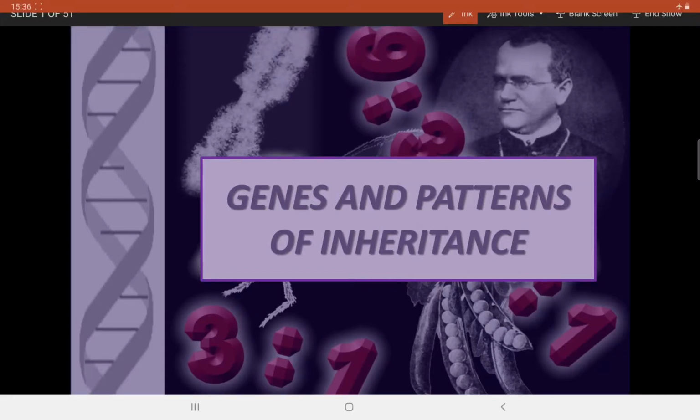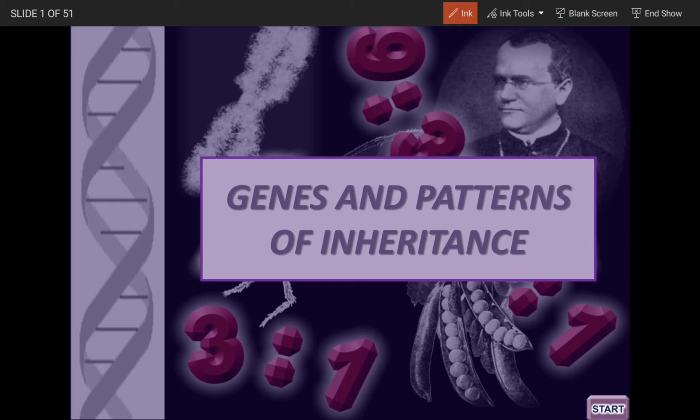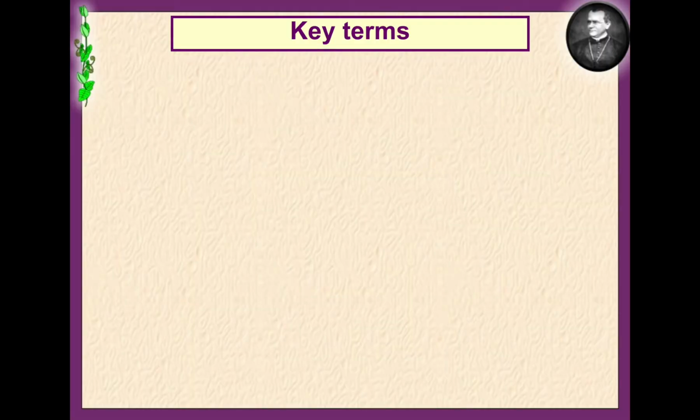Hello, so this is the first lesson on genes and patterns of inheritance. In this video, we're going to be looking at a few key terms to start us off, and then we're going to be looking at different types of variation, namely continuous variation and discontinuous variation. So firstly, we're going to look at some key terms.